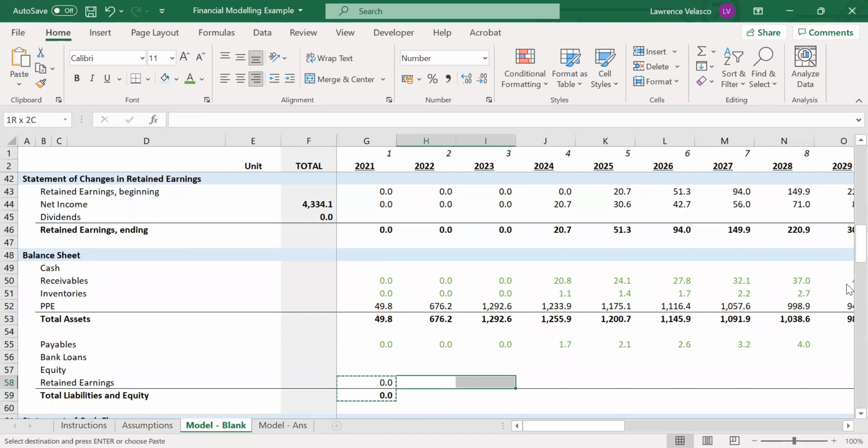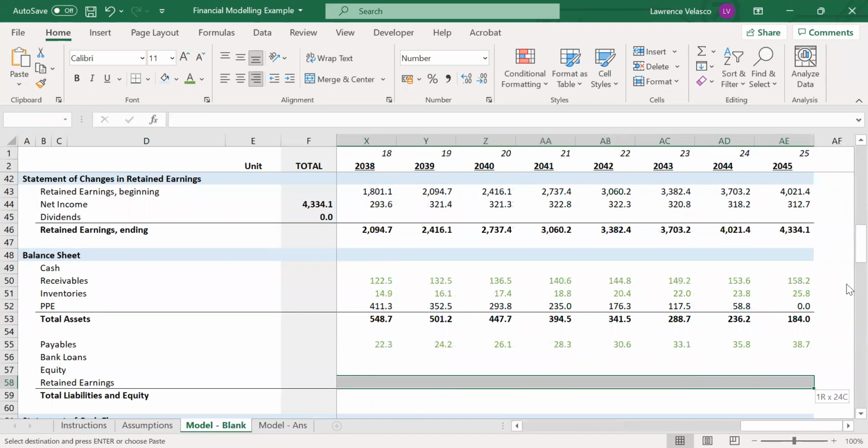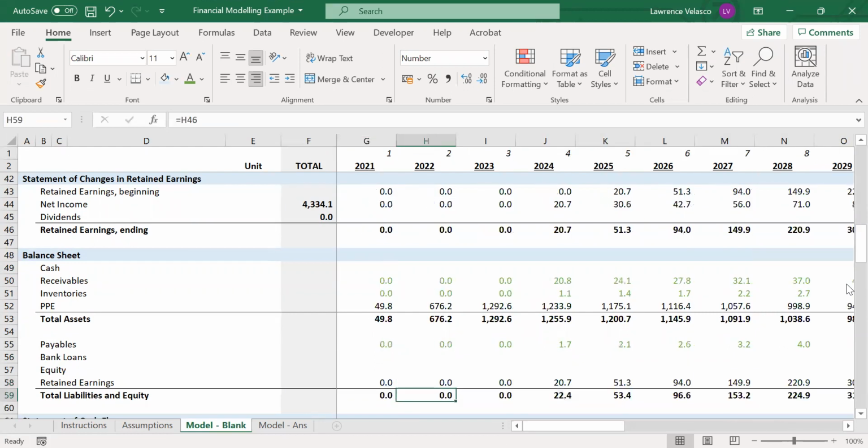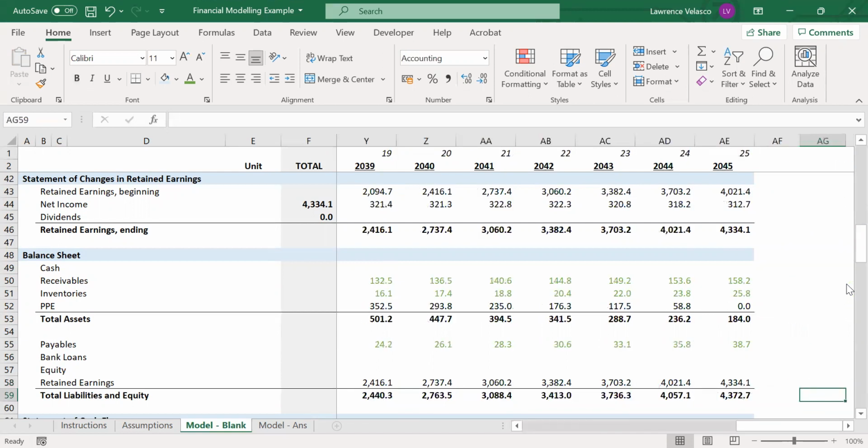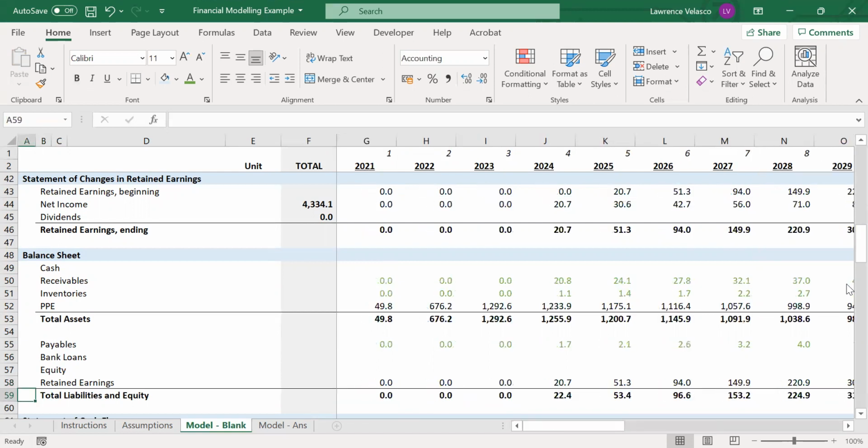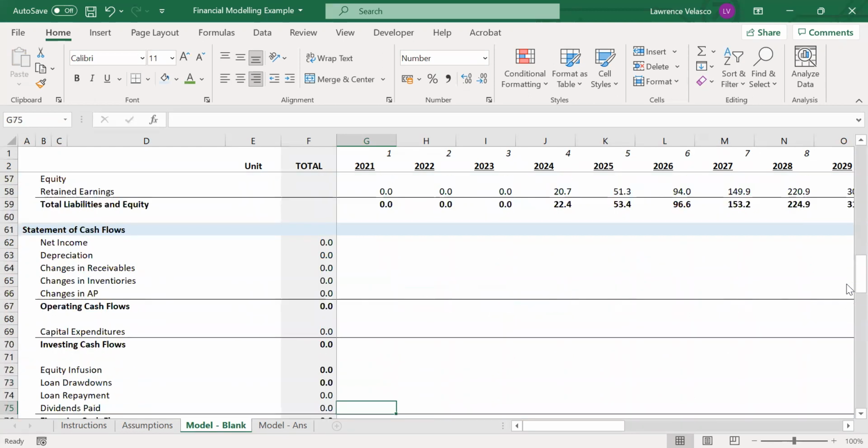So meron ka ng total liabilities. Kung napansin mo, syempre hindi balanced. Bakit hindi balanced? Wala ka pang cash, wala ka pang bank loans, wala ka pang equity. We'll do that afterwards. We'll do the statement of cash flows first. Okay? So after that, we do the statement of cash flows.